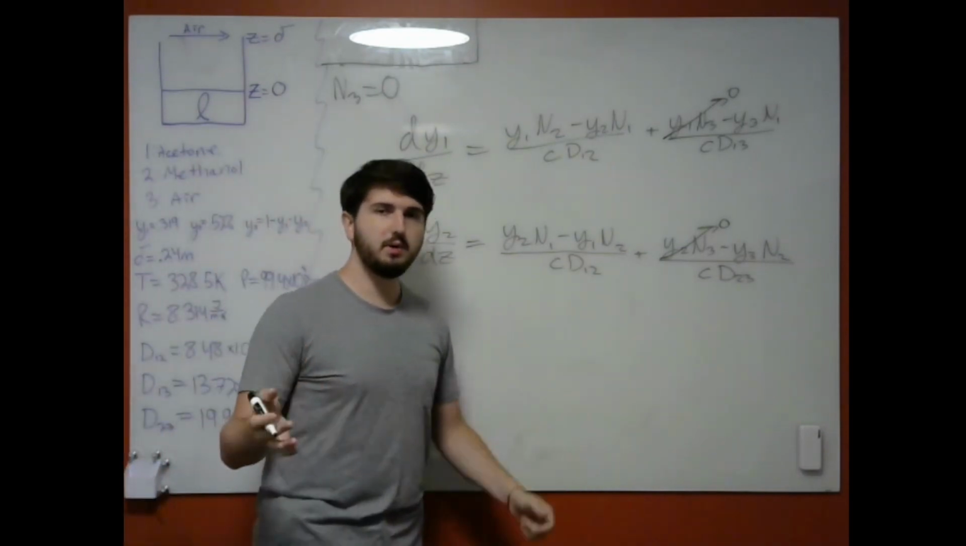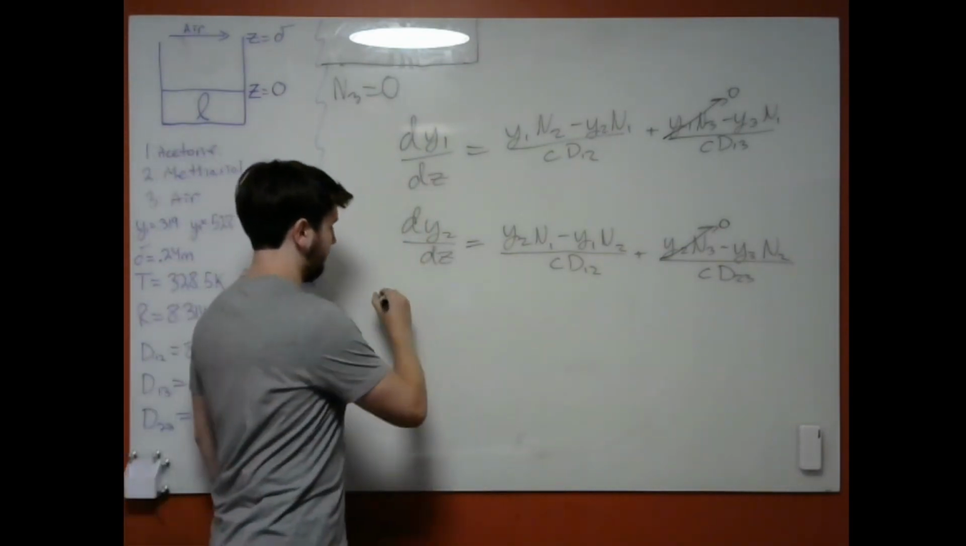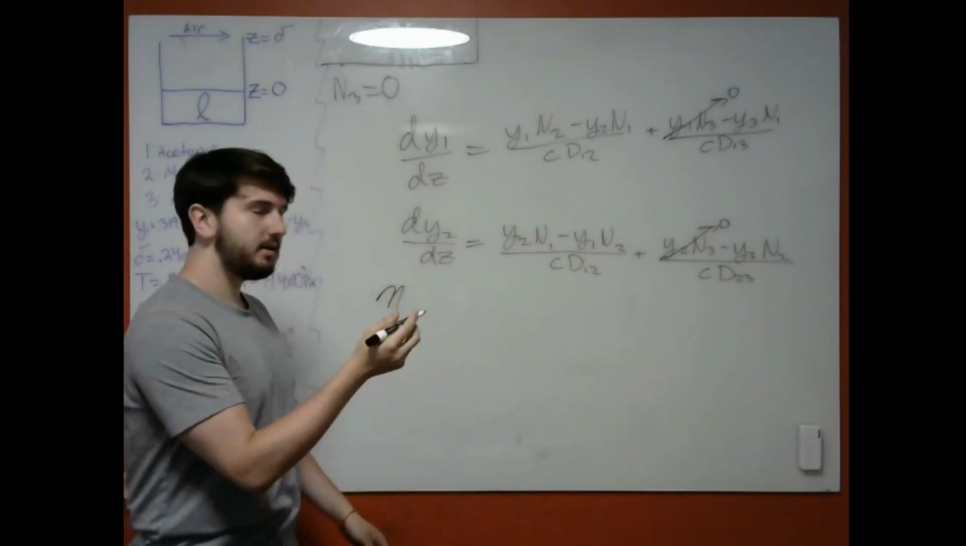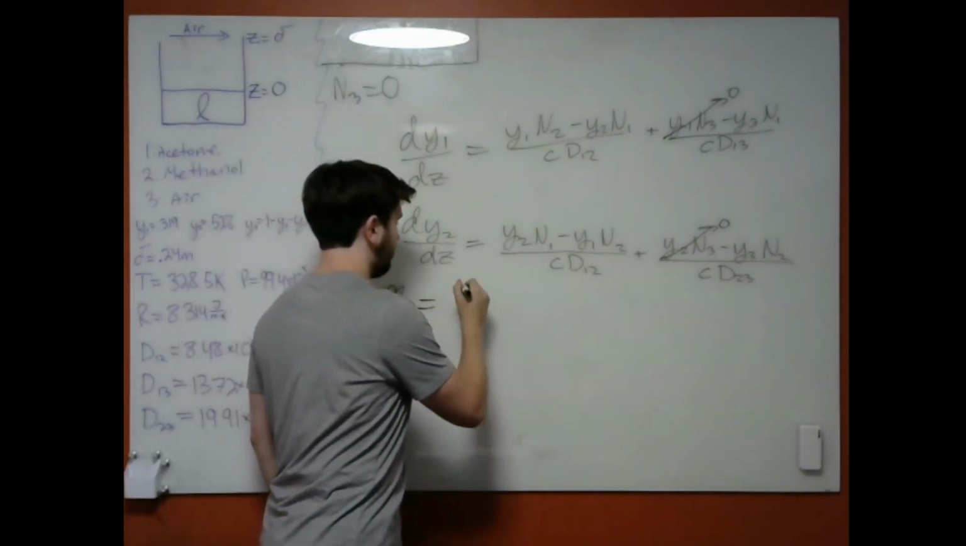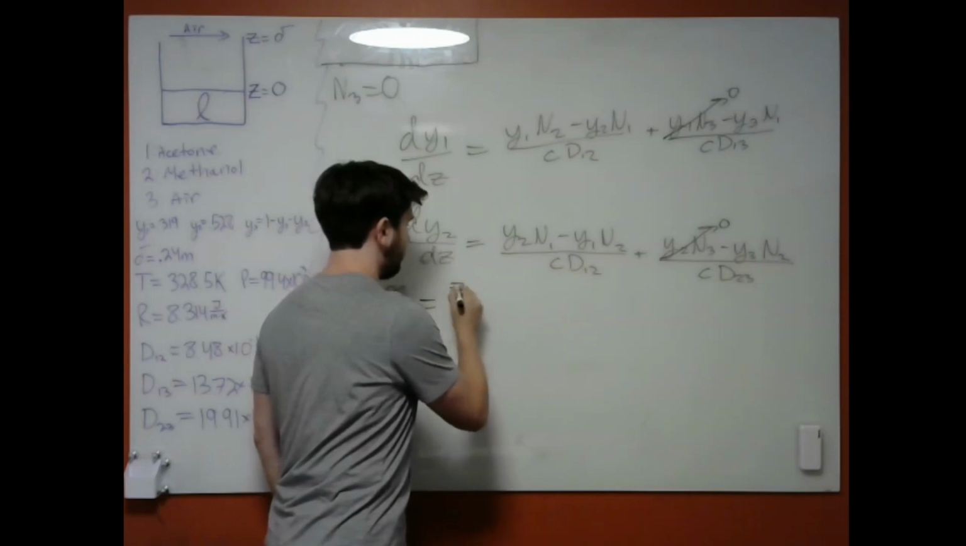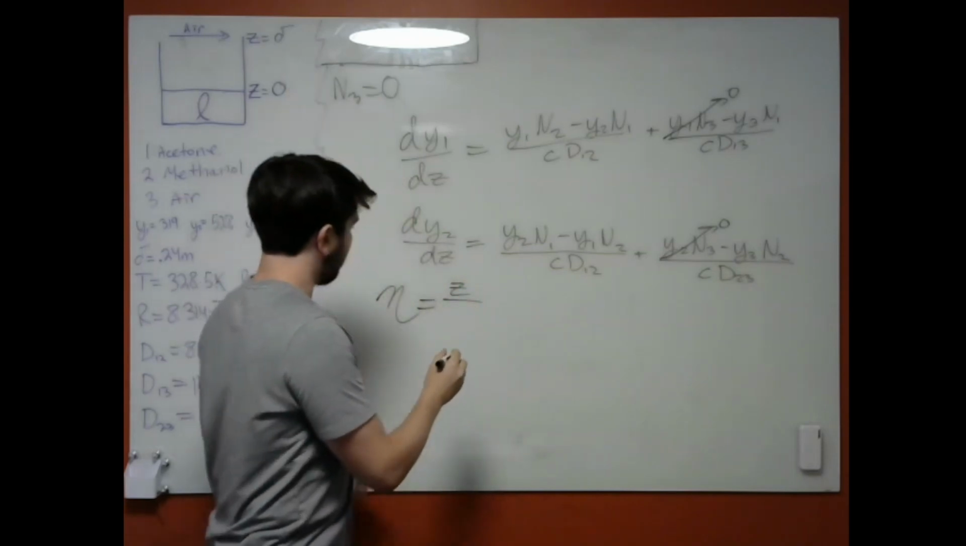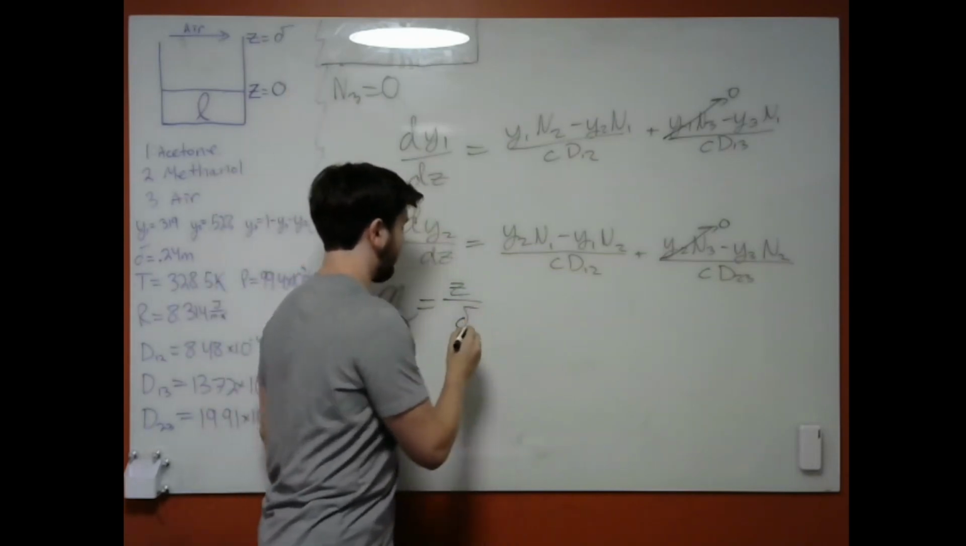To do that, we're going to have to bring in a new variable, eta. And eta will be equal to the z that we have up there over delta.